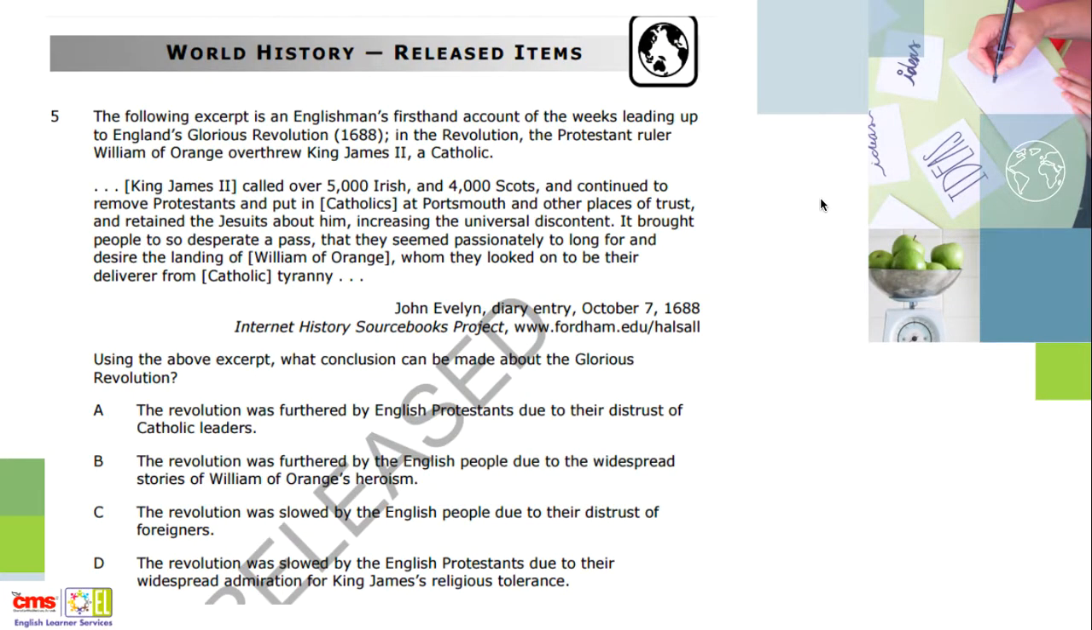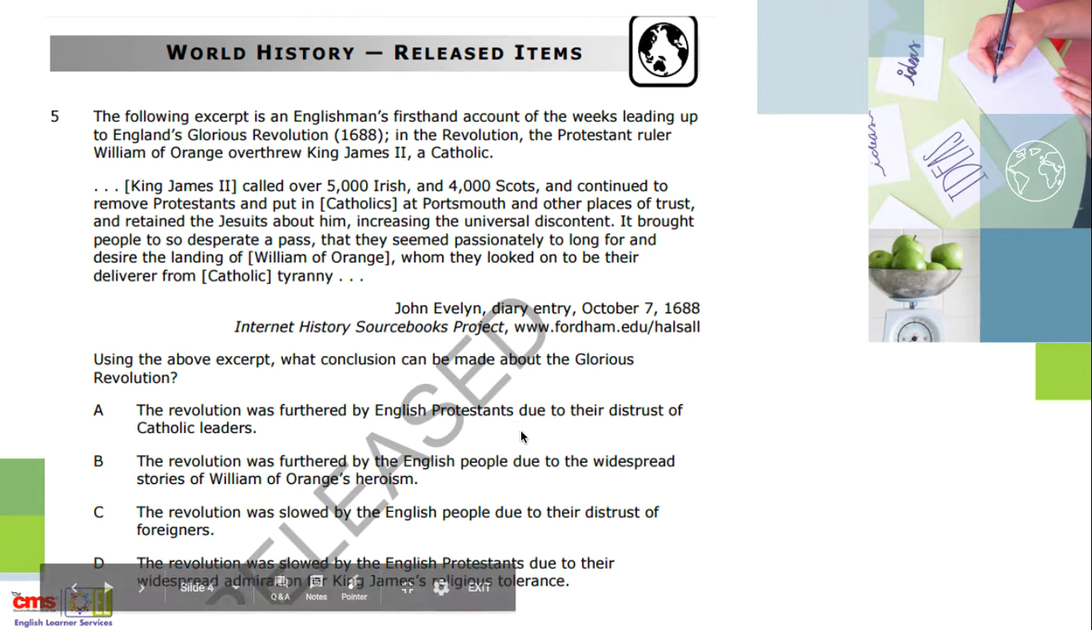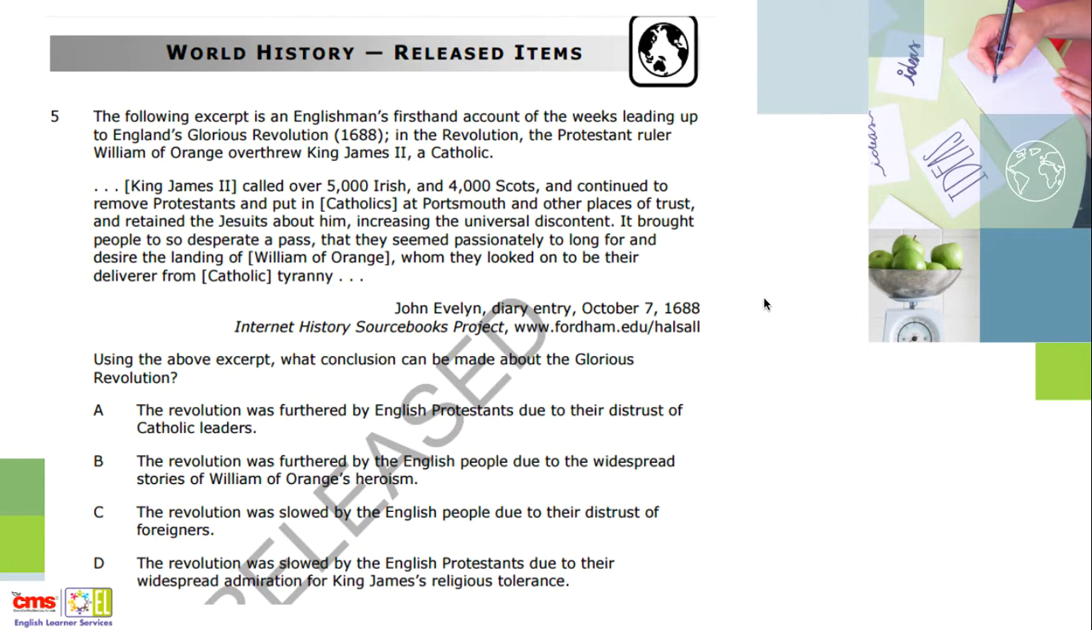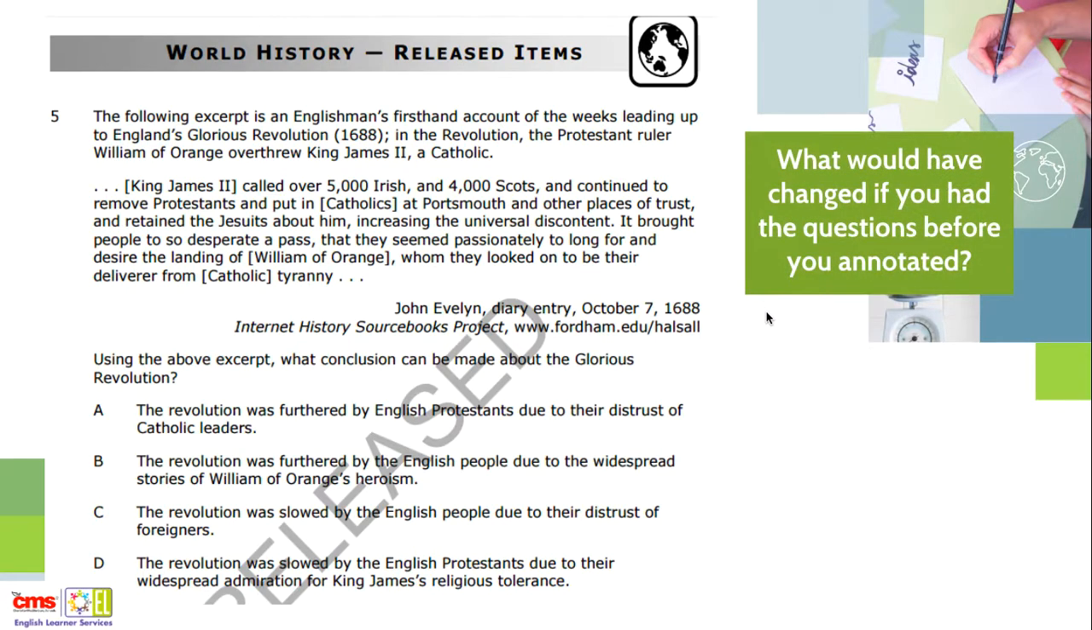For the world history text, you can see that we've got the question here, using the above excerpt, what conclusion can be made about the Glorious Revolution? And then you've got your answer choices there. So with those lovely folks around you, if you will please take just a couple minutes and have a conversation about what would have changed in your annotations if you had had the questions before I had asked you to annotate. And I'll give you guys just a couple minutes.